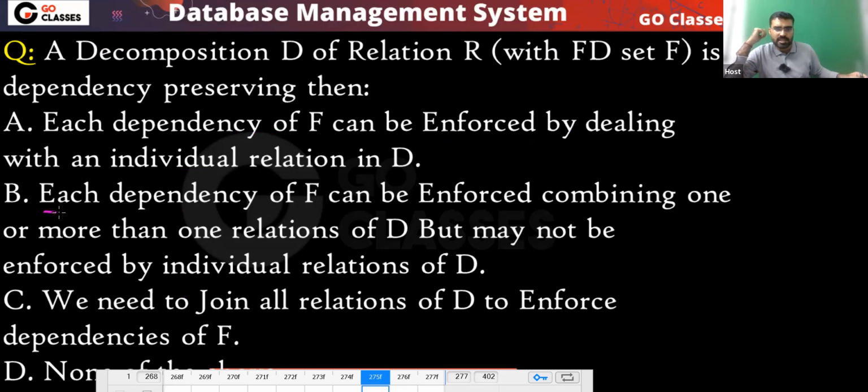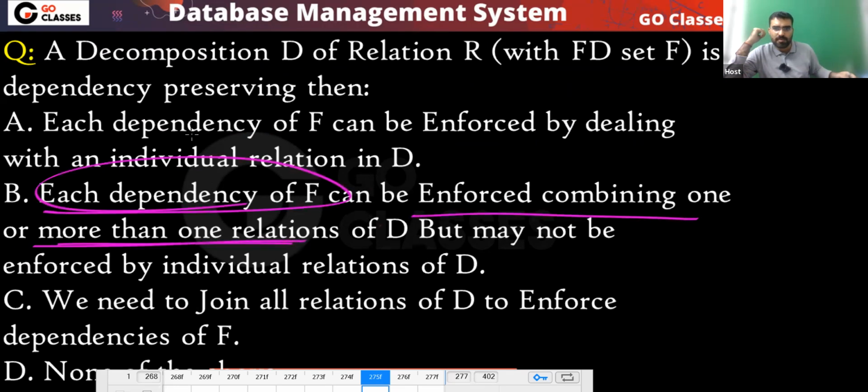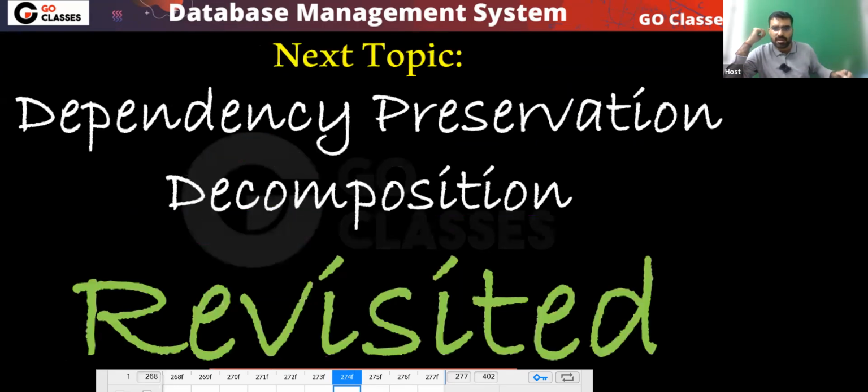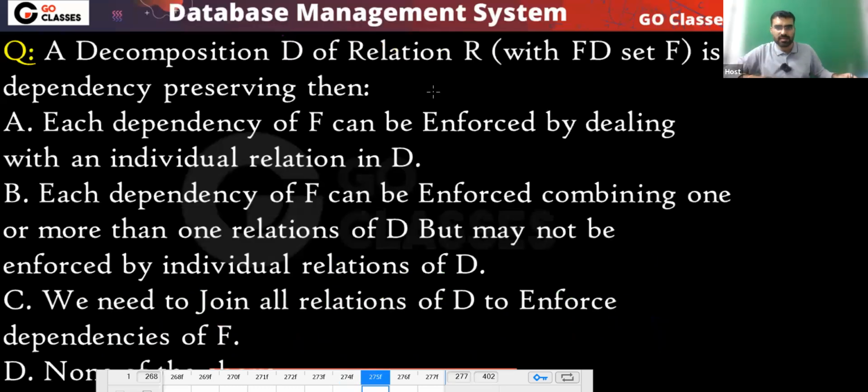Each dependency of F can be enforced by combining one or more relations, but may not be enforced by an individual relation. You can enforce by individual relation, right? So option B is not correct. We need to join all relations to enforce. This is also not correct.